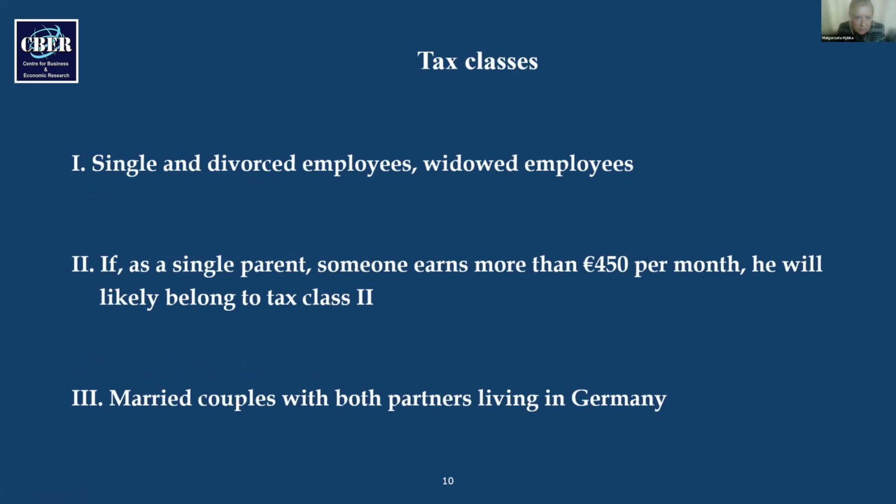So the first class is single, divorced or widowed taxpayers. The second is a single parent, so either it's a husband or basically ex-husband or ex-wife with a child. And then married couples with both parents living in Germany. That's the third class.